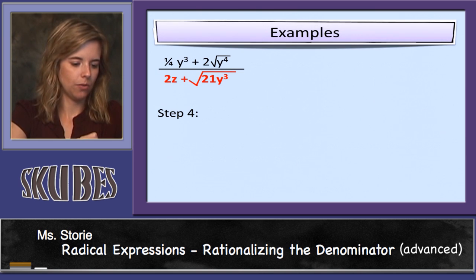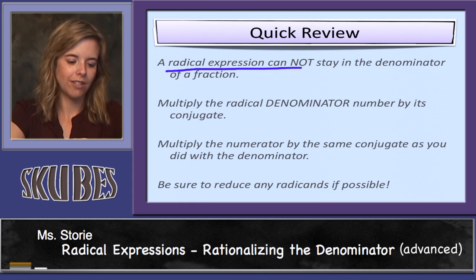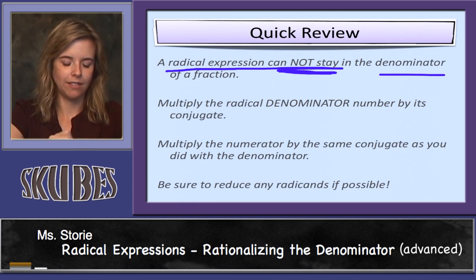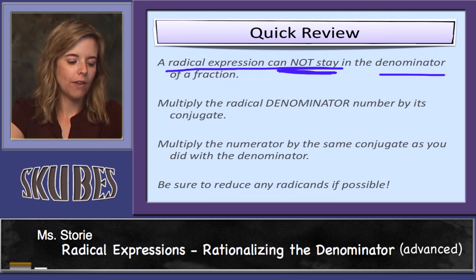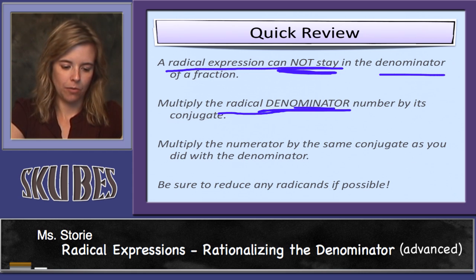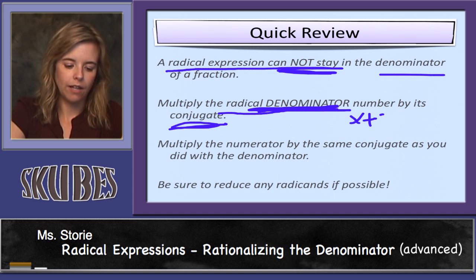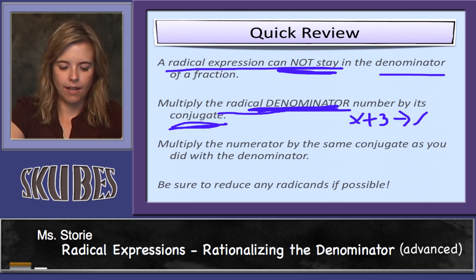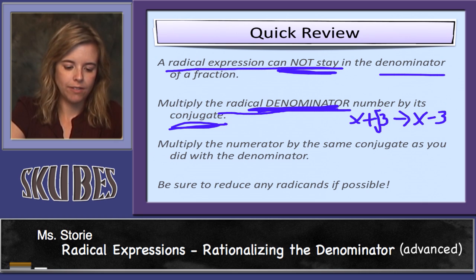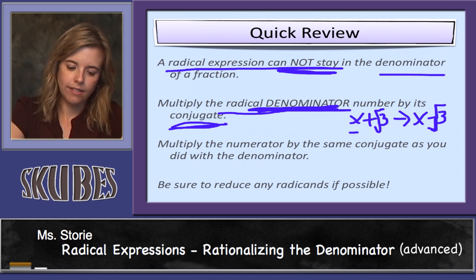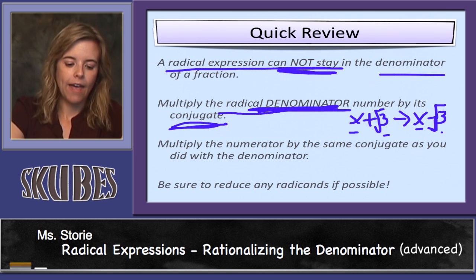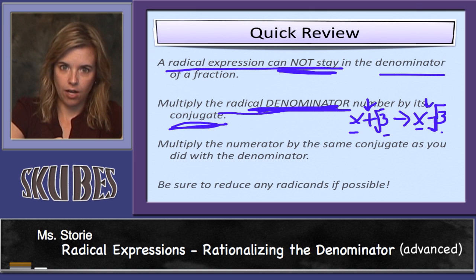Now let's go on to a quick review. The radical expression cannot, absolutely not, stay in the denominator of the fraction. You have to multiply the radical denominator number, whatever it is, it's usually a term and a radical, by its conjugate. So again, if you have x plus 3, that means that the conjugate is x minus 3. And even if we stuck a radical in there, it still works the same way. All you're doing is writing the exact same terms, and the sign in between changes, and that's your conjugate.